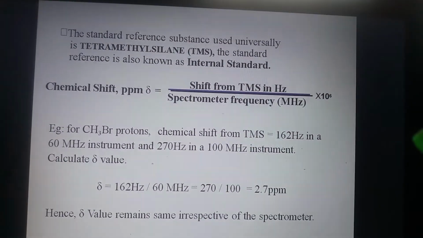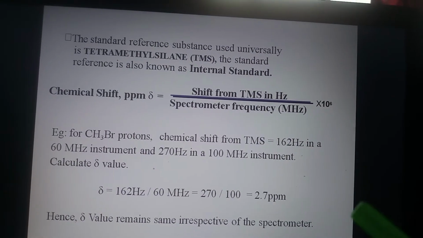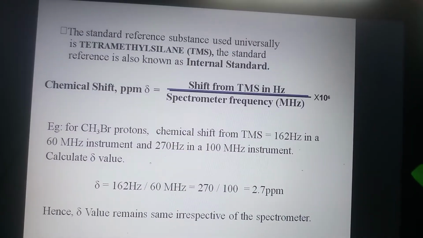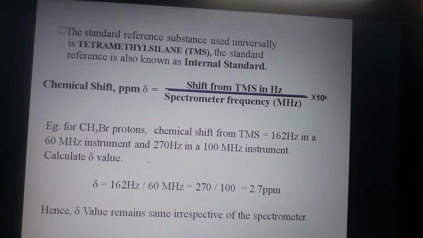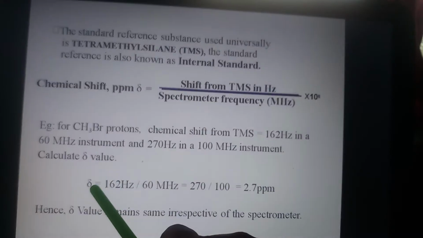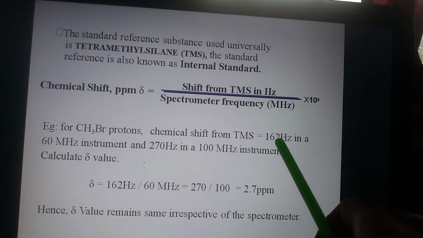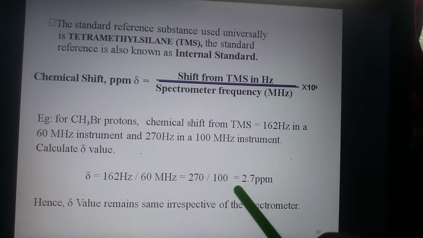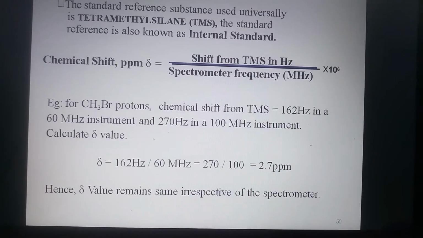For example, for CH3Br protons, the chemical shift from TMS is 162 Hz in a 60 MHz instrument and 270 Hz in a 100 MHz instrument. So calculate the delta value as it is, irrespective of the strength of the spectrophotometer used. If we take the ratio, that is 162 by 60 megahertz or 270 by 100 megahertz machine, we will get 2.7 in each case. Hence the delta value remains the same irrespective of the spectrophotometer.